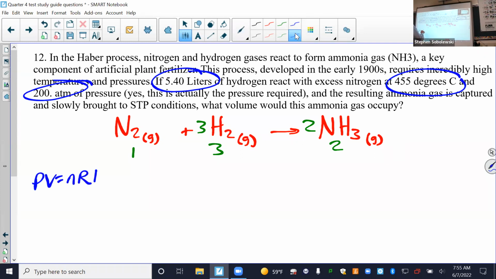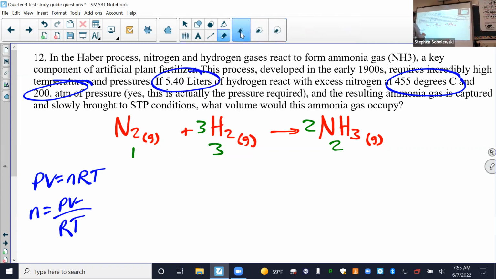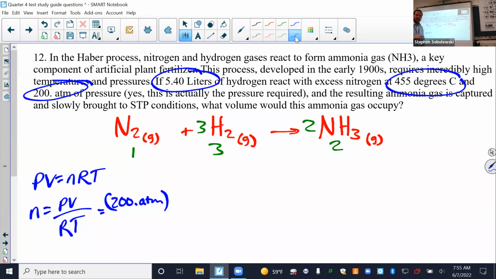PV equals nRT. We're going to solve for n, which is moles of, careful, there's a lot going on, moles of hydrogen. So n equals PV over RT. So pressure is 200 atm. This is why this was such a hard process. You wouldn't think it would take society hundreds of years to just mix the two elements together to produce NH3, but you had to do it at 200 atmospheres of pressure.